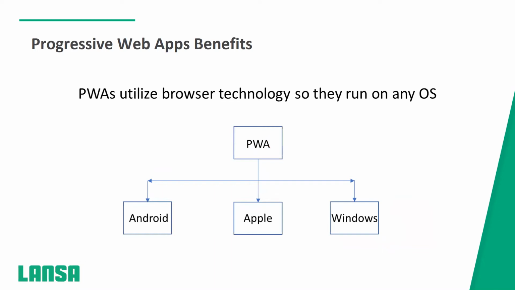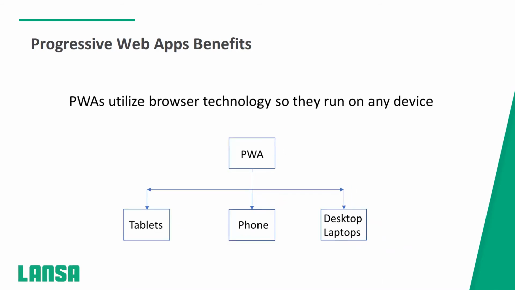Progressive web apps utilize browser technology, so they run on any OS. So one PWA will run on Android, will run on Apple, and will run on Windows. That same PWA, because it utilizes browser technology, will run on any device. So a tablet, a phone, a desktop, or a laptop. PWAs are responsive, and so the device does not matter. So if you have an Android phone and an Apple tablet, great. You're going to have the same experience.